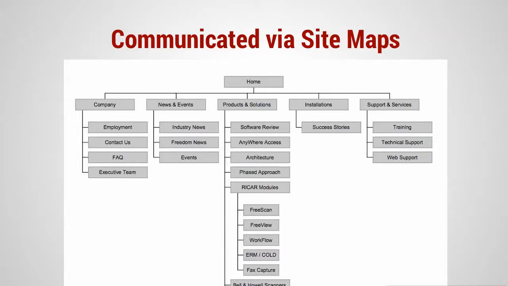So again, you see we have homepage, and from the homepage you can access company, news and events, products, installations, and for each of those pages we label what the subpages are. So if I were to click on company on that website in that main navigation, I would get a drop down that says employment, contact us, FAQ, and executive team, and I can choose one of those and go to a subpage. And you'll see that the lines tell us what is connected to what. So if I'm on the executive team page, it's not connected directly to the events page. If I want to get to the events page, I have to go up to the main navigation, click news and events, and then click events from the drop down.